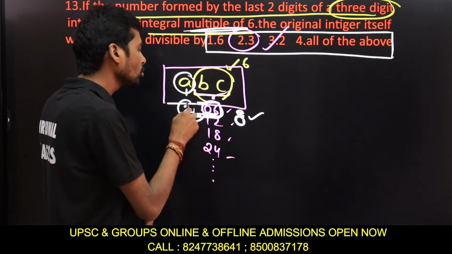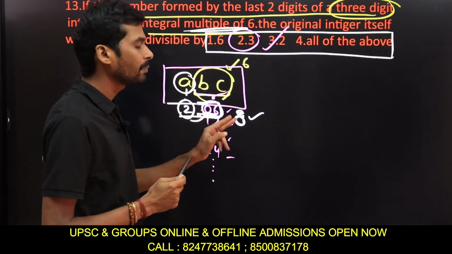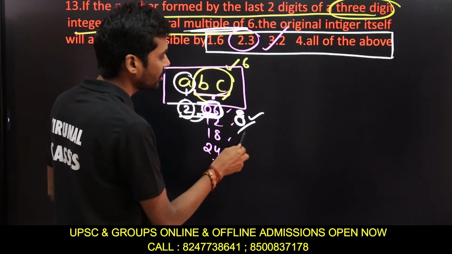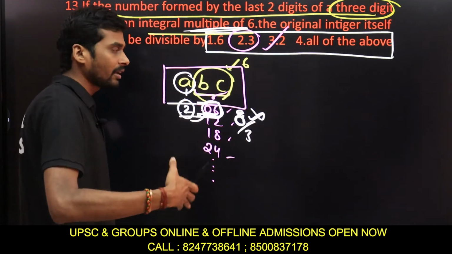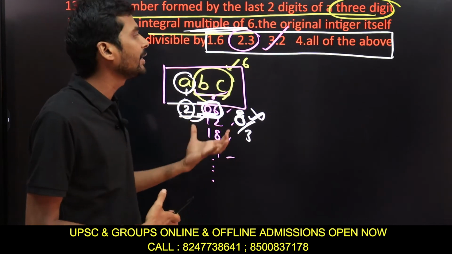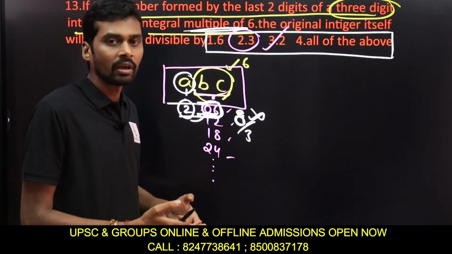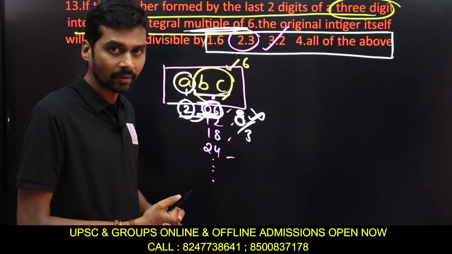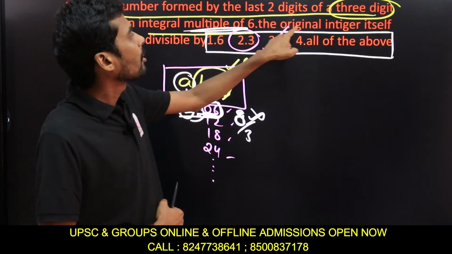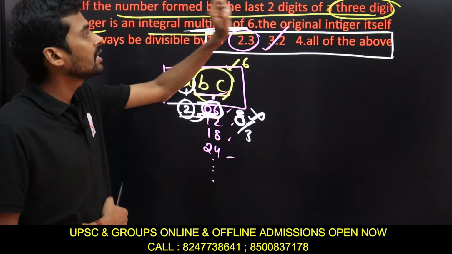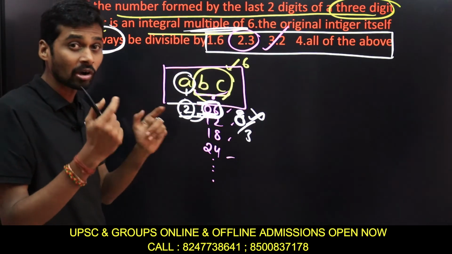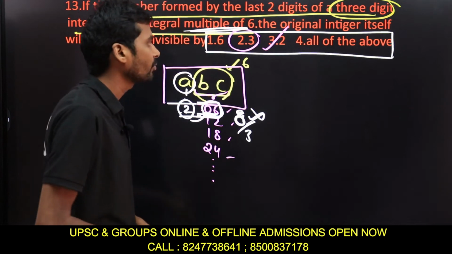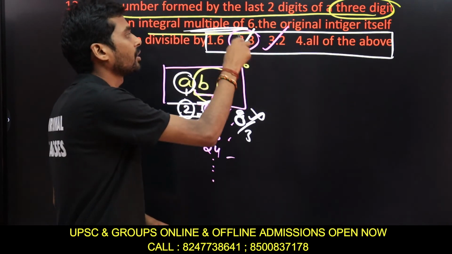But if I take 2 instead of a, 2 plus 0 plus 6 is 8, which is not divisible by 3, right? So we cannot absolutely say that this complete number is divisible by 3. Only in a few cases it is divisible by 3. But the original integer itself must always be divisible, which means that we can strike off this option.